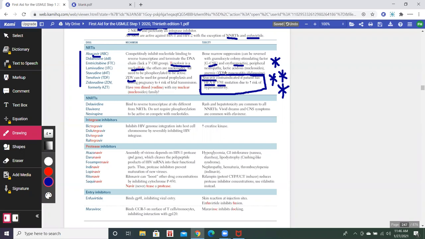Did we not discuss this in our UWorld notes? Yes or no? Did we discuss this in our UWorld notes, everyone? A long time back, we discussed this in our UWorld notes.